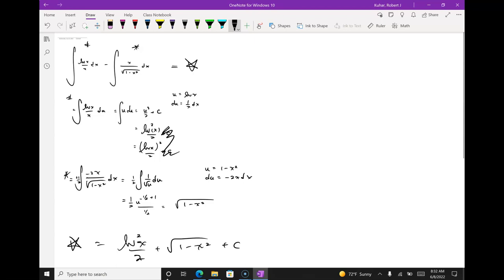So number 4 is interesting to look at on this packet for trig powers. And on this one, I asked you to do it by parts and by power reduction. And again, you have your power reductions on your formula sheet, right? You don't have to memorize them. Or you can get a tattoo if you really love it that much.